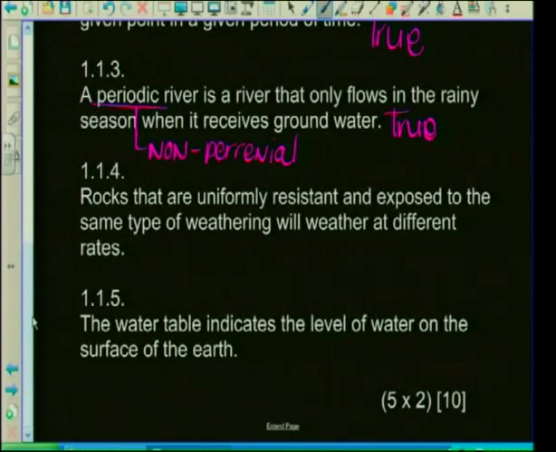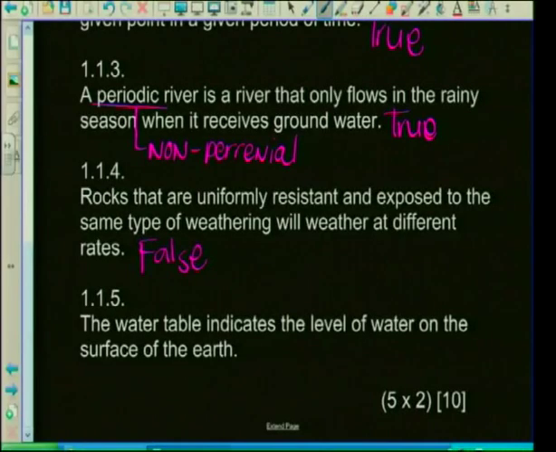1.1.4, rocks that are uniformly resistant to erosion and exposed to the same type of weathering will weather at different rates. And the answer to that is false. Rocks that are uniformly resistant weather at the same rate even if they're exposed to different types of weathering.